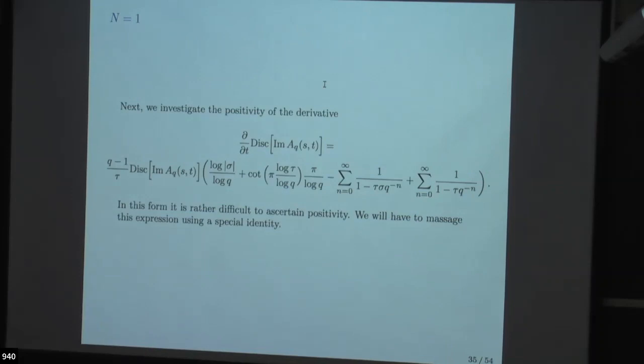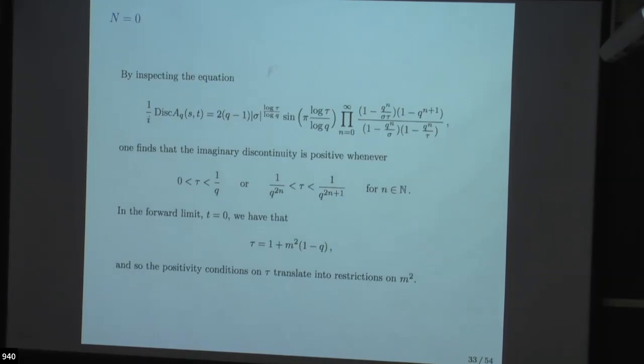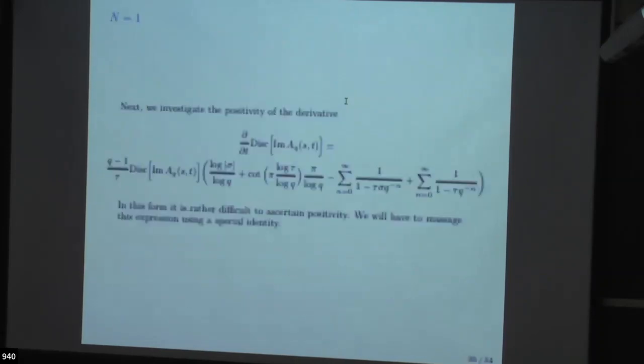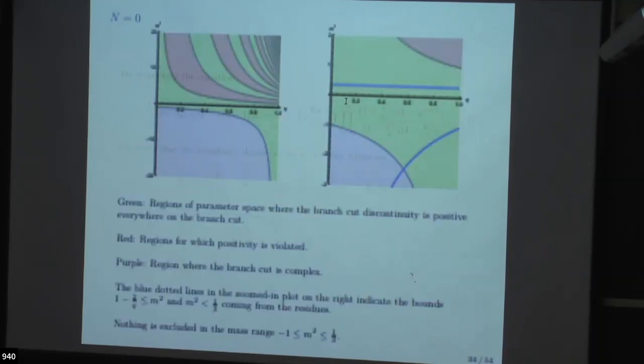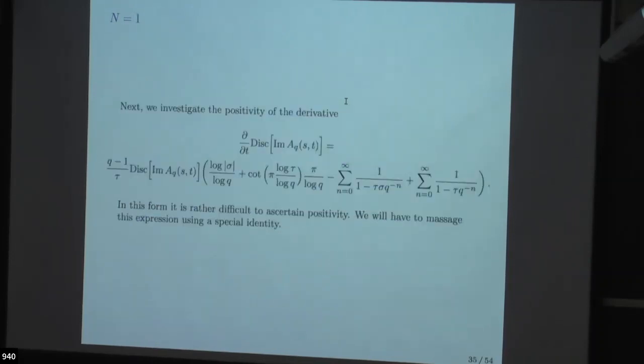Okay? So this is what you get from differentiating. Let me just quickly show you the original formula. We have the norm of sigma raised to some power that depends on tau, we have a sine function, and we have an infinite product. Okay. But remind me what capital N was? It's the number of times I'm differentiating the branch cut discontinuity. Okay. Yeah, so I just mean that I'm only differentiating it once.